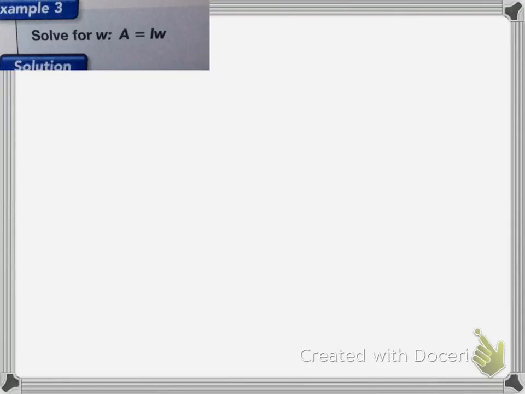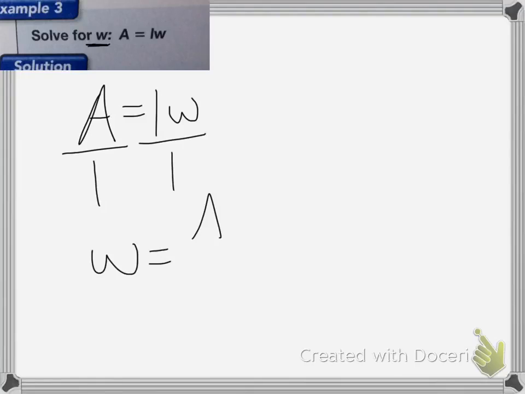Formulas are literal equations that we can use to solve certain kinds of problems. Often it's necessary to change the way a formula is written. In this case, I want to solve for w. You might recognize this equation, A equals L times w. This is area. Area equals length times width. Well, I want to solve for w. To do that, I'm going to divide both sides by L because I need the w by itself. So the w is going to equal the area A divided by L, the length.